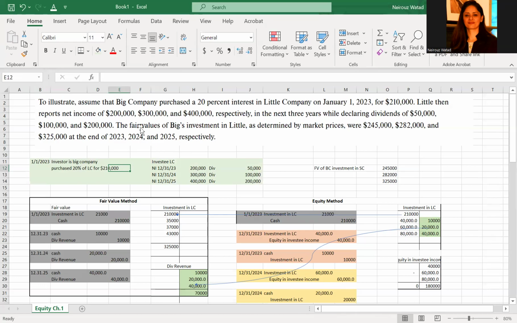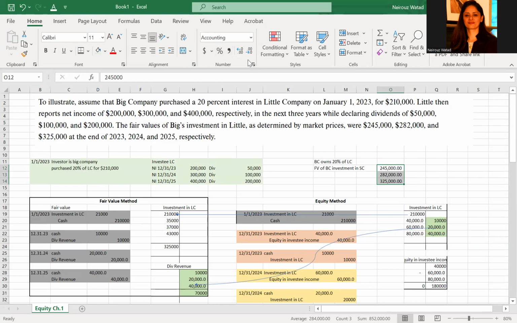Now, also the fair value of BIG's investment. Now remember that Big Company owns 20% of Little Company, okay? And the fair value of BIG's investment is 245,000, 282,000, 325,000 in 23, 24, 25, and 26.